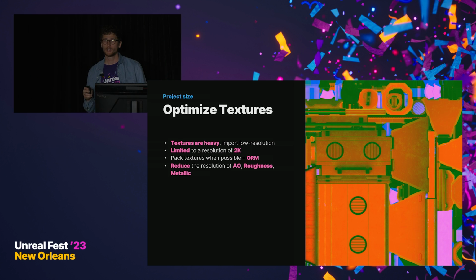You want to pack your textures using the RGB channels to reduce the amount of individual textures imported. For example, packing the AO, roughness, and metallic into one ORM map is a standard in the gaming industry. And while keeping a decent size base color and normal map is inevitable, reducing the resolution of the AO, roughness, and metallic will not be as visible.